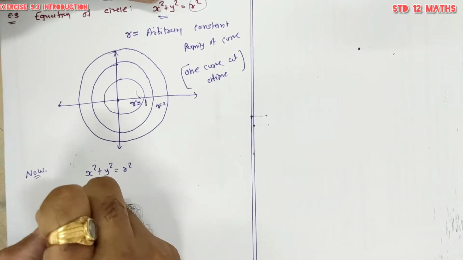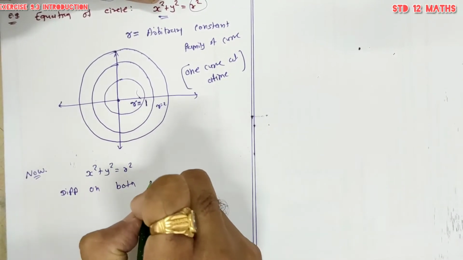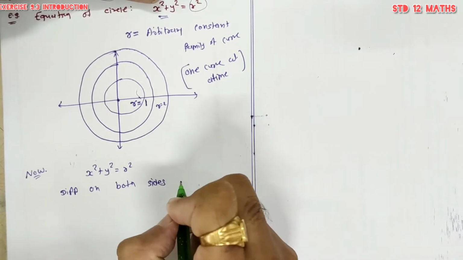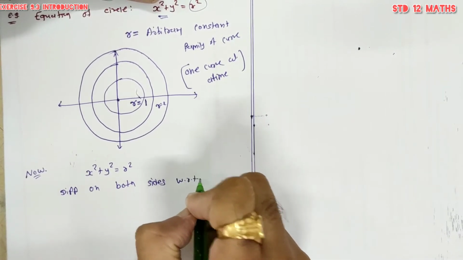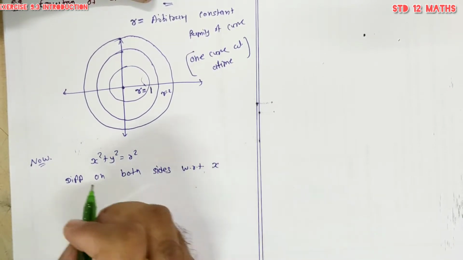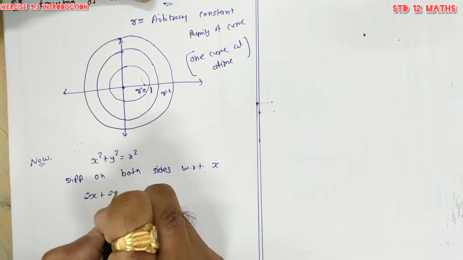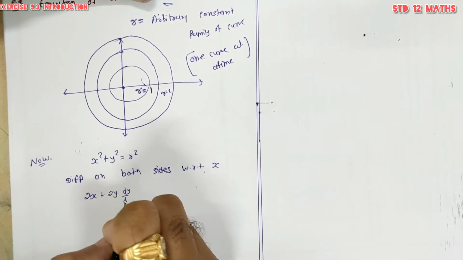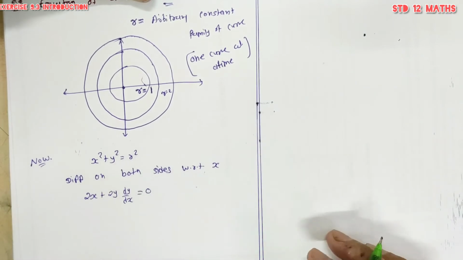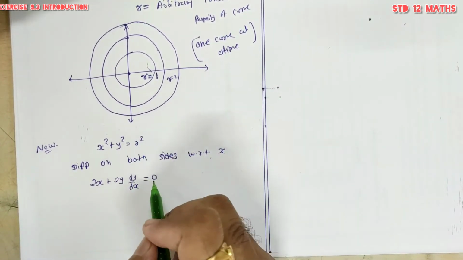So now differentiate on both sides with respect to x. So what are we getting? We are getting 2x plus 2y dy by dx equal to 0. So here we can say that our arbitrary constant is eliminated.